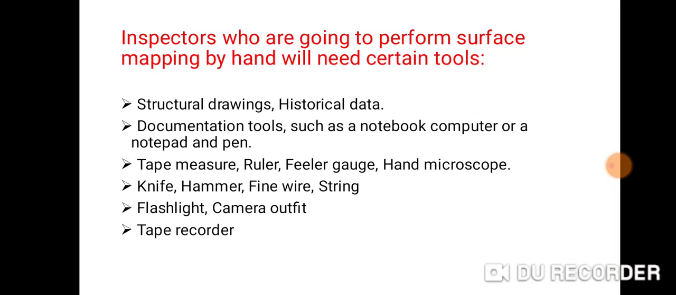Inspectors who are going to perform surface mapping by hand will need certain tools: structural drawings, historical data, documentation tools such as notebook, computer, or a notepad and pen, tape measure, ruler, feeler gauge, hand microscope, knife, hammer, fine wire strings, flashlight, camera outfit, tape recorder.